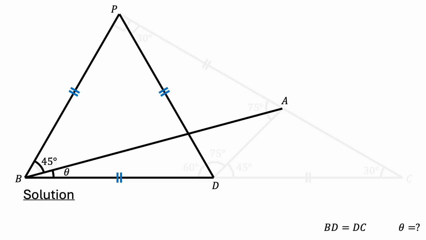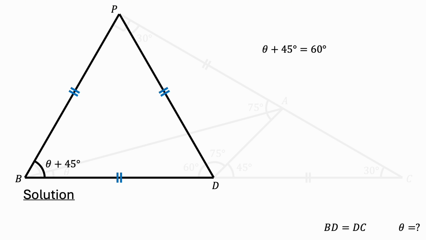Finally, consider equilateral triangle BDP. Angle PBD equals theta plus 45 degrees. But each interior angle of an equilateral triangle is 60 degrees. Thus, theta plus 45 degrees equals 60 degrees. Therefore, theta equals 15 degrees, which is the answer.